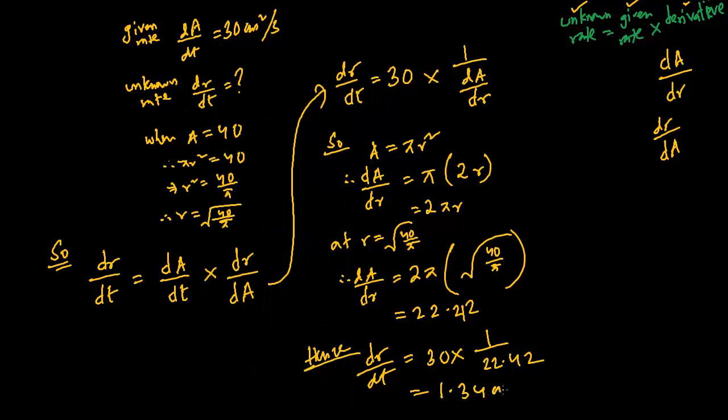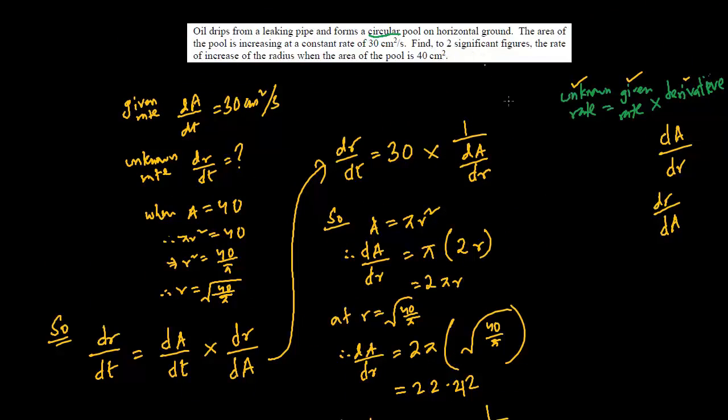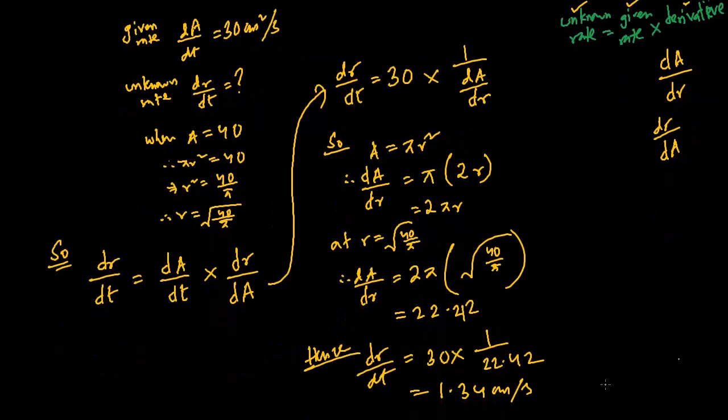1.34 centimeter per second. Two significant figures, so that means the answer should not be 1.34, the answer should be 1.3. That is two significant figures, 1.3. Remember, rate of change: you have to find the unknown rate when the given rate is given, the rate would be the given rate times a derivative.